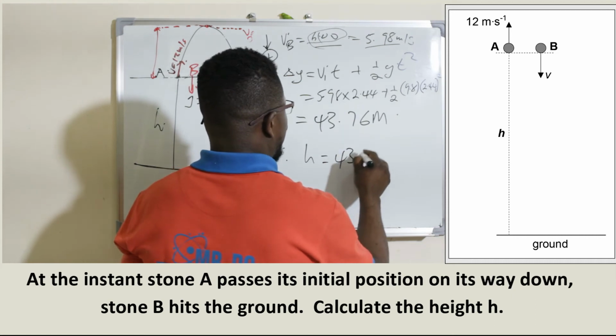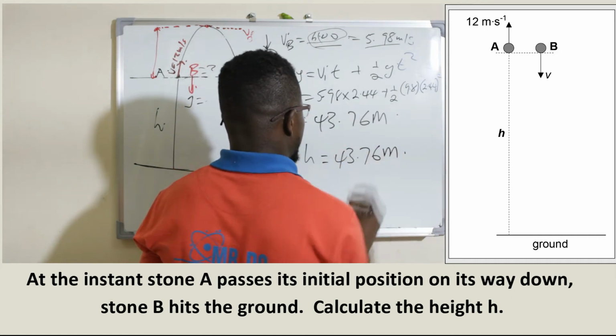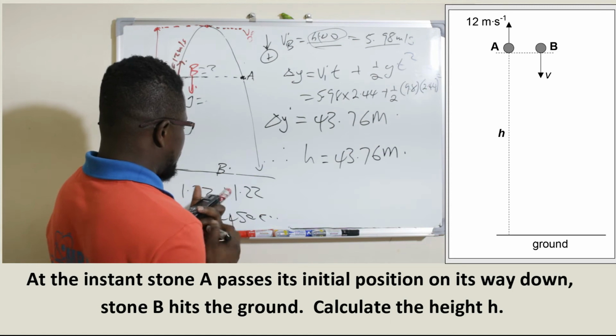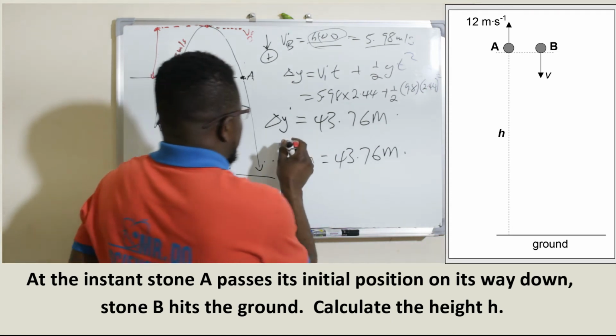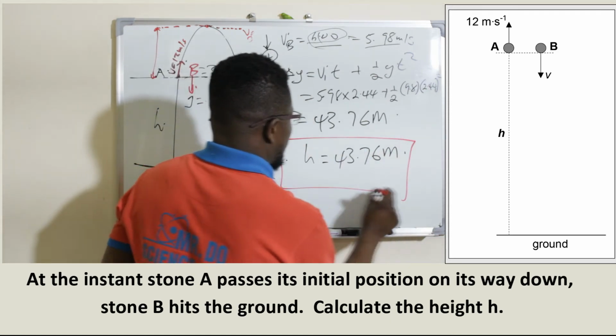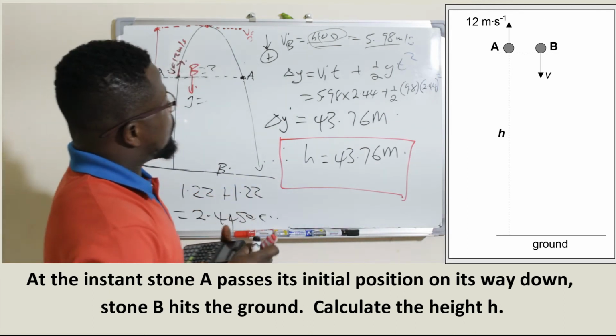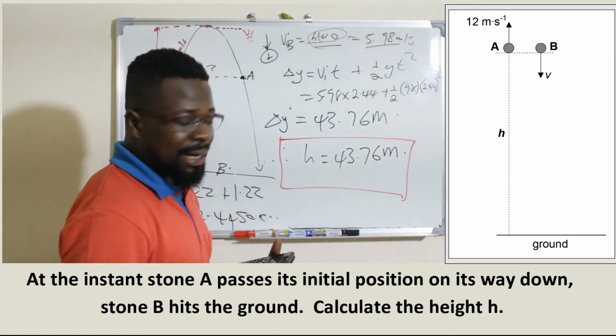So the displacement, which is therefore my h value there, is 43.76 meters. And that is the height. That is the height that we're told to look for.